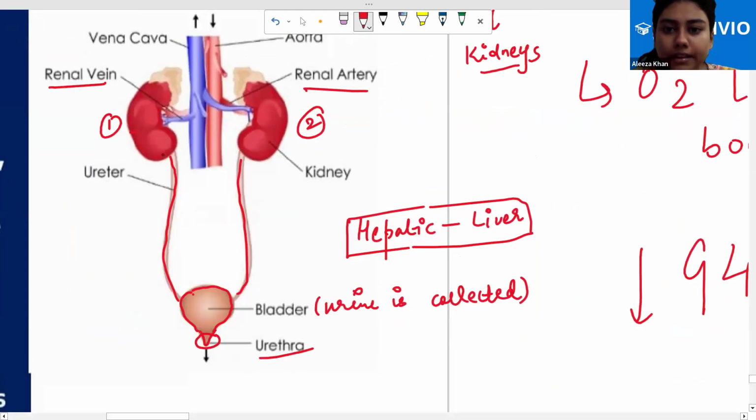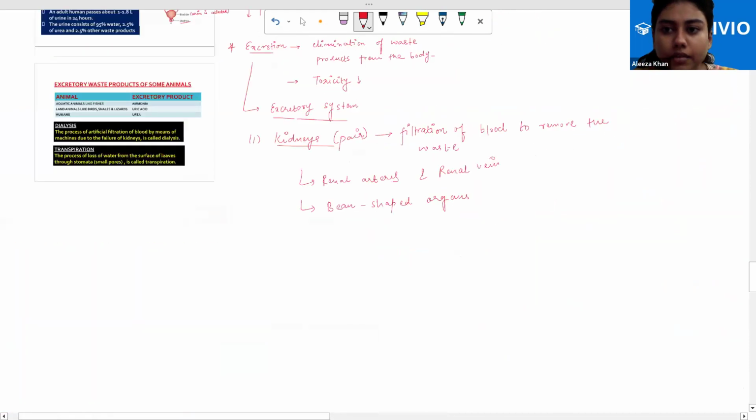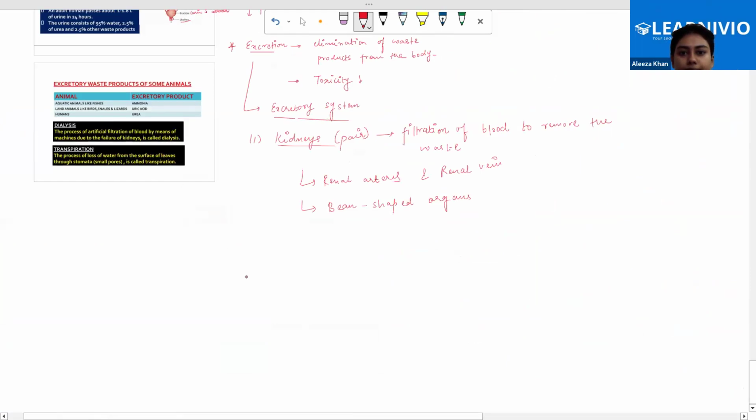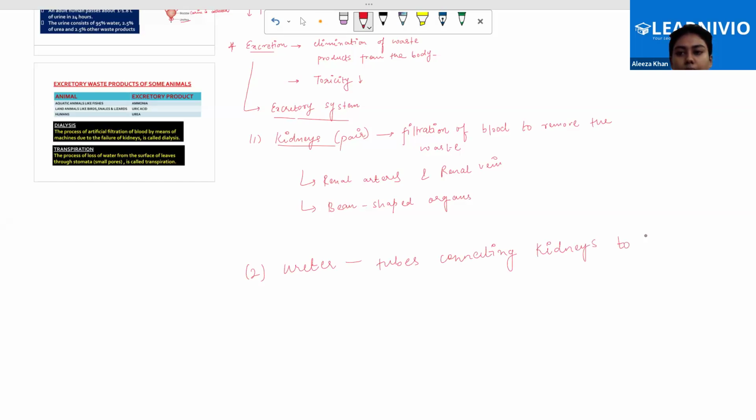Secondly you have the ureter. Ureters are the tubes connecting kidneys to bladder. Now the bladder is a pouch. This is a pouch-like structure, and this holds the urine. Understood? Yes or no? Yes, ma'am.